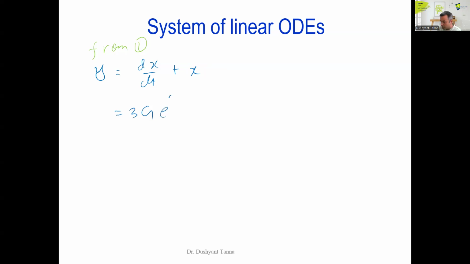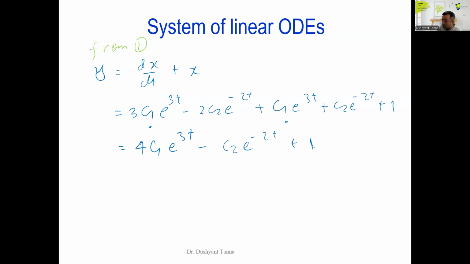3c1 e raised to 3t plus, minus 2c2 e raised to minus 2t plus c1 e raised to 3t, c2 e raised to minus 2t plus 1. Combine it where you can. Obviously, you have 2c1. So combine it, 4c1 e raised to 3t minus c2 e raised to minus t plus 1. That's your y.